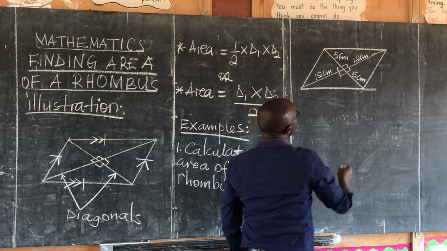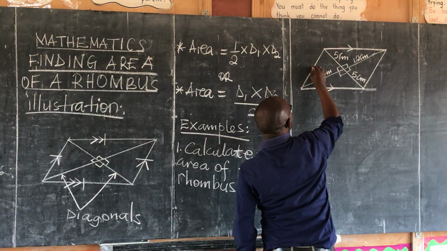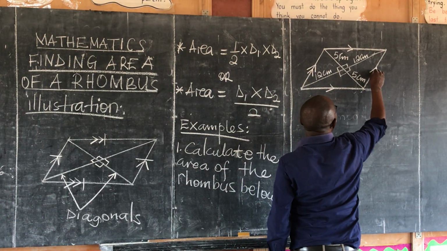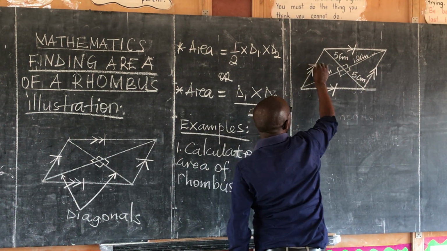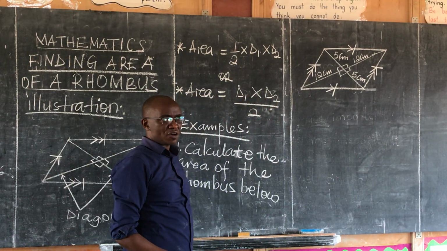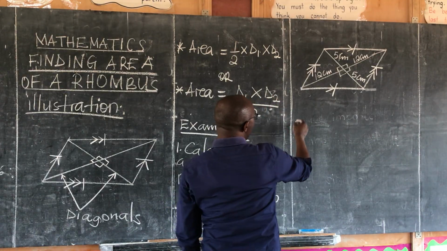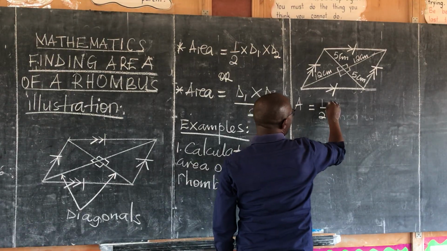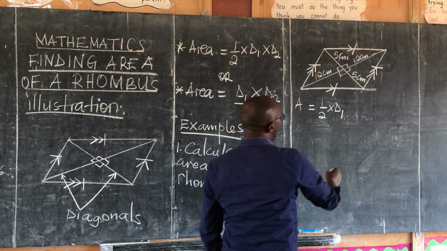The opposite sides are parallel. This side is parallel to this side, and this side is also parallel to this side. And all the sides of a rhombus are equal. So now we are going to find the area. Area of a rhombus is equal to a half times the length of diagonal 1 times the length of diagonal 2.